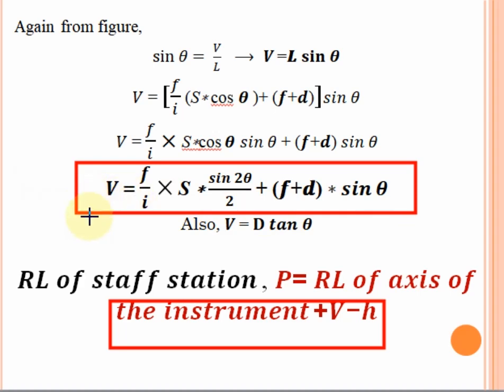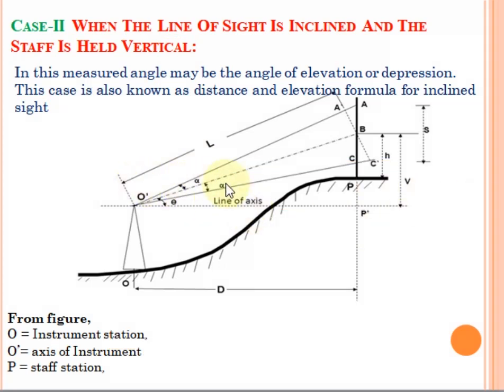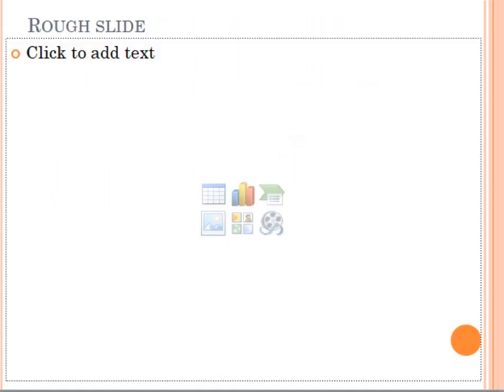So you remember only D and V. In the exam, you will not be asked how this formula is proved; you only have to remember the formula, not how the equation comes about. Okay. So first case: when the line of sight is inclined and the staff is held vertical, this angle is your angle of elevation. In the case of depression, we have to see the angle of depression.